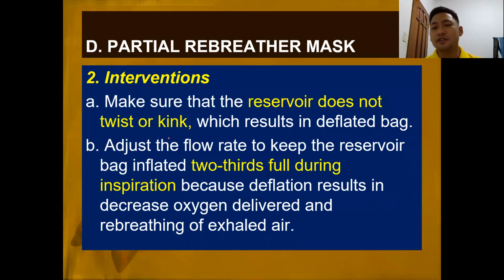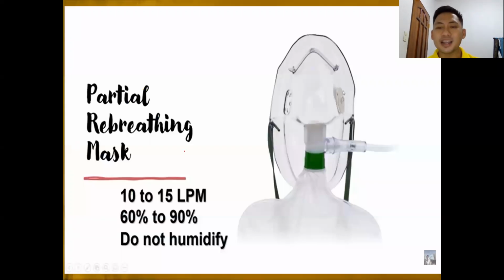So, make sure that the reservoir does not twist or kink, which results in a deflated bag. Adjust the flow rate to keep the reservoir bag two-thirds full during inspiration because deflation results in decreased oxygen delivered and rebreathing of exhaled air. Okay, so in that case, there would be a lot of carbon dioxide that will be re-inhaled by the patient, causing what? Respiratory acidosis. So this is a partial rebreather mask, 10 to 15 liters per minute, 60 to 90% FiO2, and do not humidify.